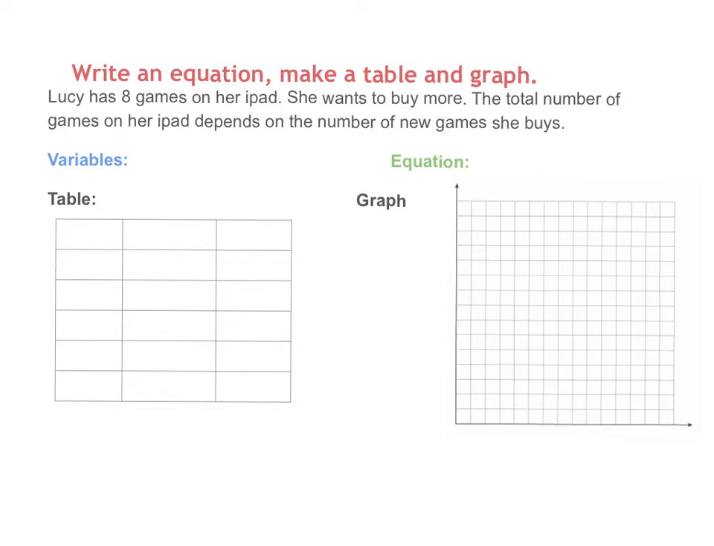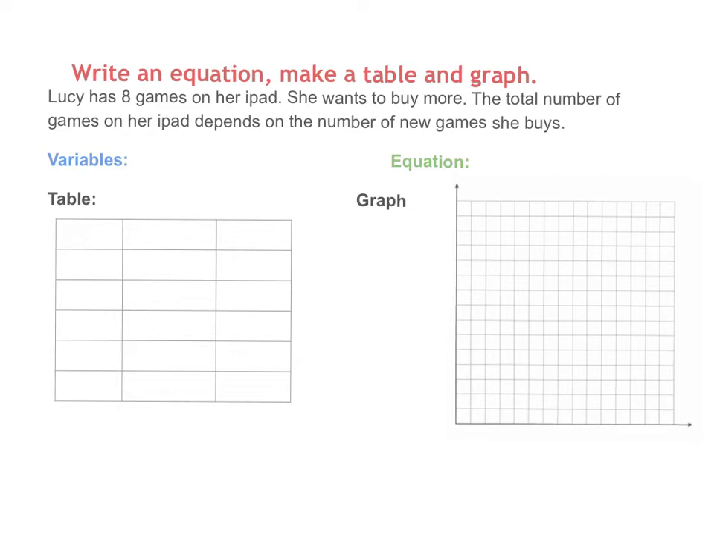You have practiced writing an equation, you've practiced making tables, and you've practiced making graphs. So now we're going to do it all together. So let's look at this sentence. We're going to write an equation first. Lucy has 8 games on her iPad. She wants to buy more. The total number of games on her iPad depends on the number of new games she buys.